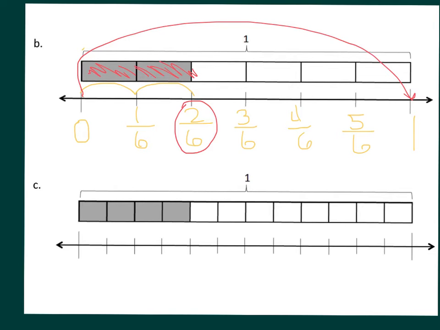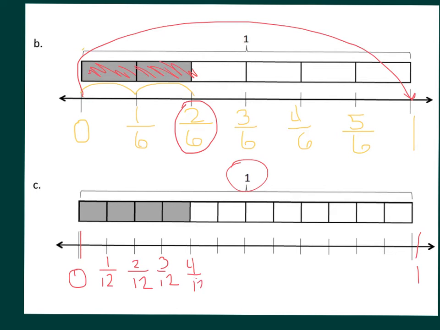Now on C, this is a 0, this is a whole, again, as indicated by this 1 here. And if you count, these are twelfths. That's 1/12, 2/12, 3/12, 4/12, and, ooh, that's hideous, sorry.